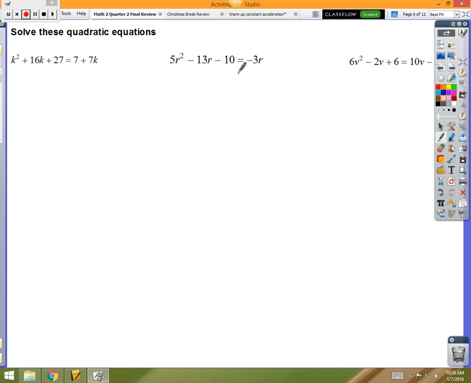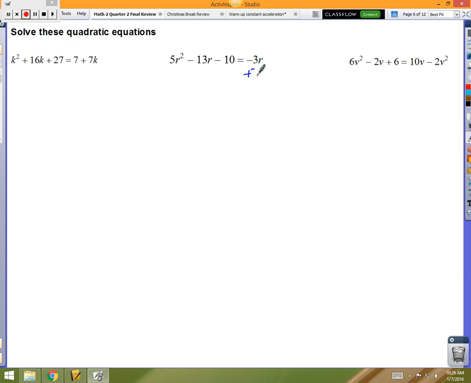So let's try the middle one. Alright, the middle one. So I'm going to move this over. Plus 3r, plus 3r. Alright, here's Brock. I got to pause it.